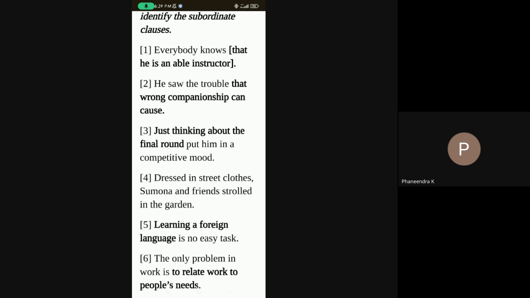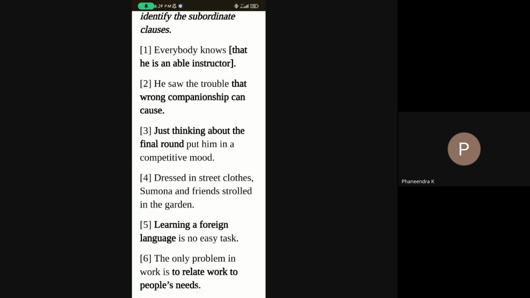Adjectival clause. Why adjectival clause? Describing about a person. Which person? We don't have any person here.